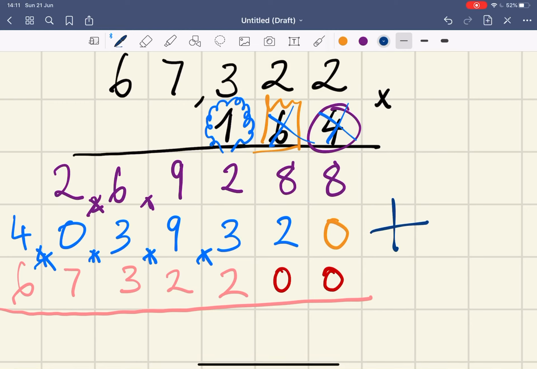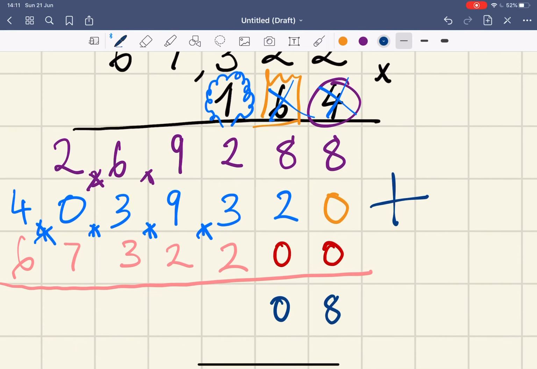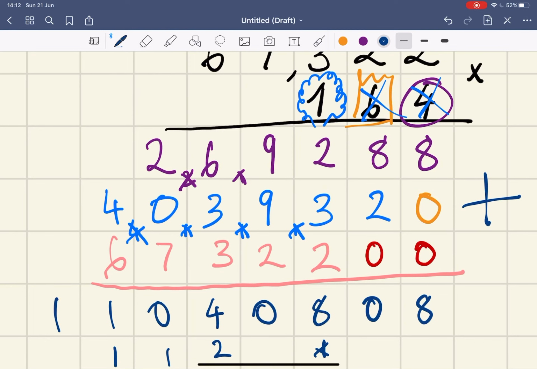So 8 add 0 is 8, 8 add 2 add 0 is 10, carry the 1. There we go. 2 add 3 add 2 is 5, 7, 8. 9 add 9 is 18, plus 2 is 20, carry the 2. 6 plus 3 is 9, plus 3 is 12, add 2 is 14, carry the 1. 2 add 7 is 9, add the 1 is 10, carry the 1, and that is going to be 11.